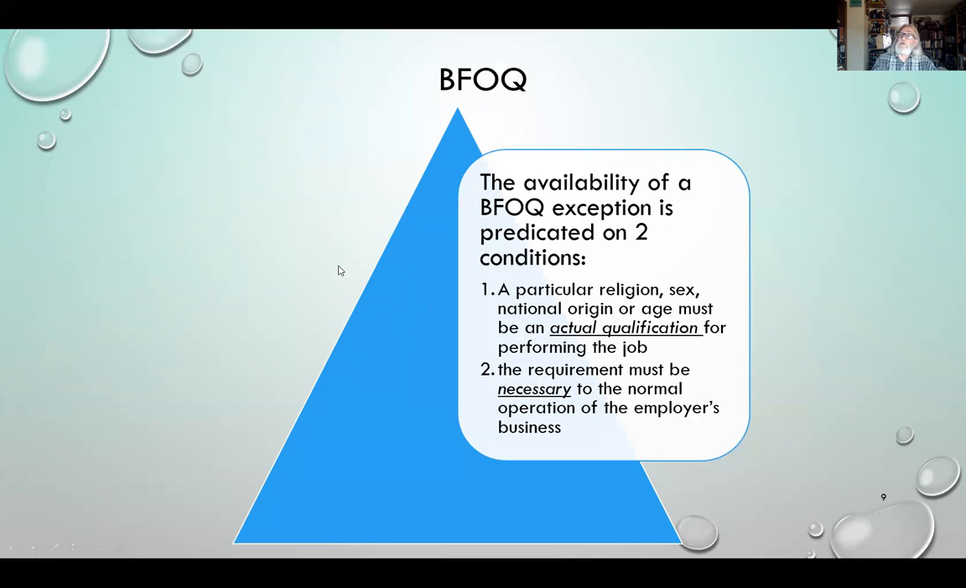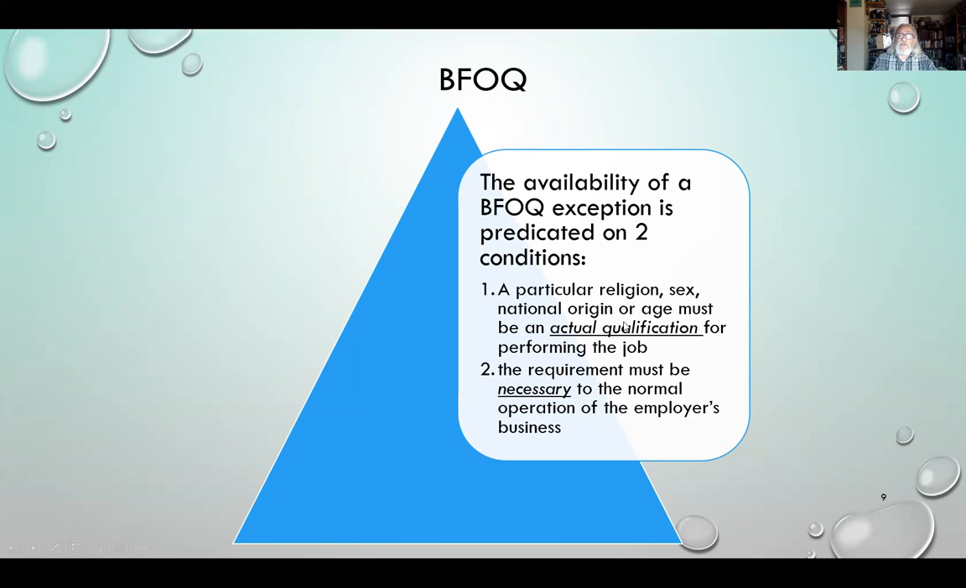So let's delve into the BFOQ a little bit more, the bona fide occupational qualification that says because of the certain nature of this job, we can only have certain types of people, and we're going to have to violate the law and discriminate because of that reason. Well, there are two conditions that have to be met for you to be granted a BFOQ. Otherwise, it would be illegal to exclude people from the hiring process. So, the first condition is that your exception is predicated on a particular religion, sex, national origin, or age.